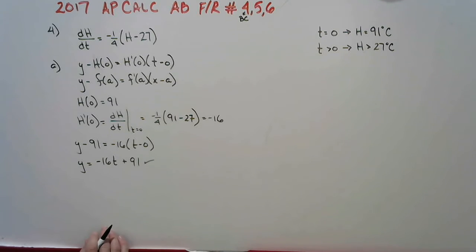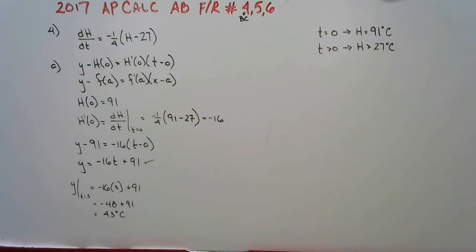Done. We got that. Use this equation to approximate the internal temperature when t is 3. So we want to know what is y when t equals 3. Well, that's going to be -16 times 3 plus 91, because we're going to plug in 3. 16 times 3 is 48, so this is negative 48 plus 91. So our internal temperature is approximately 43 degrees Celsius. So that's the answer to part A.